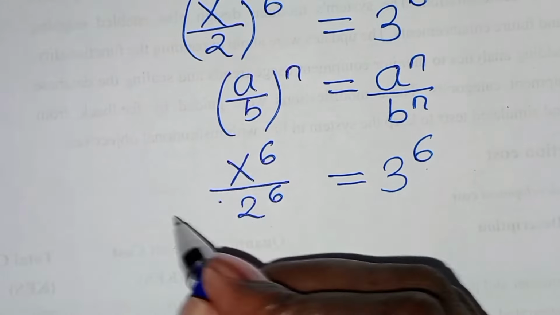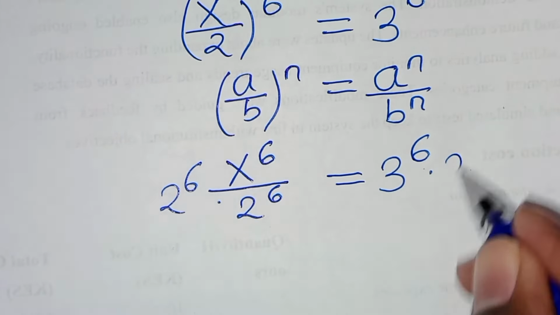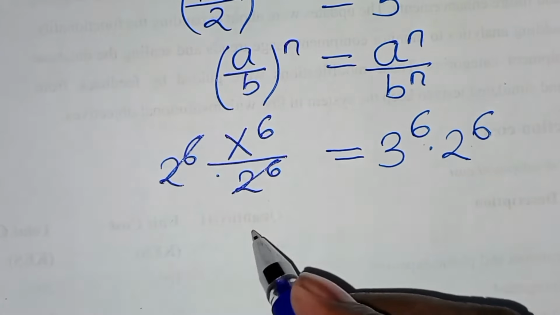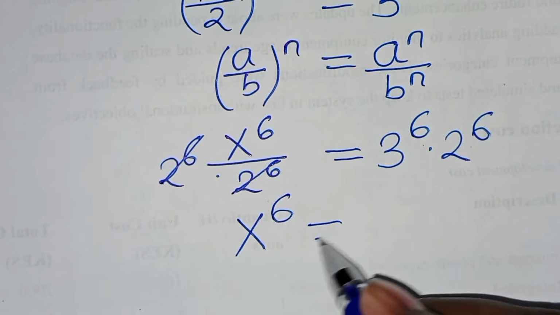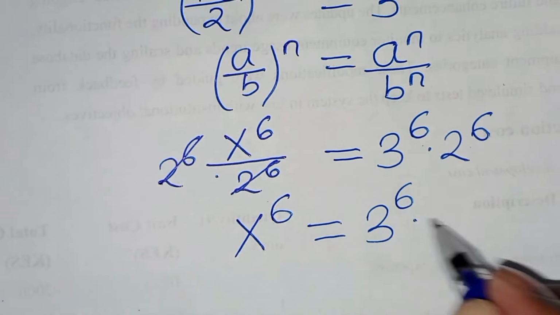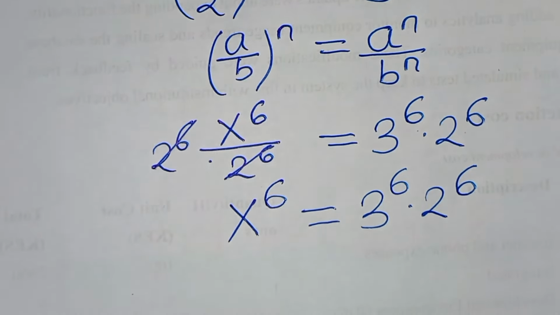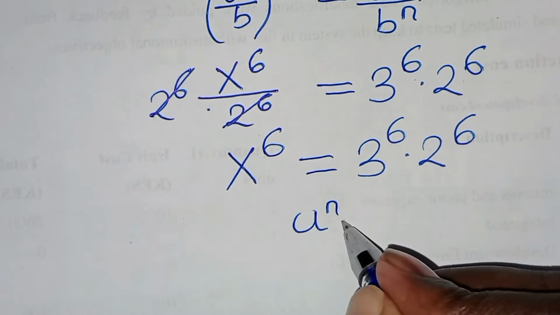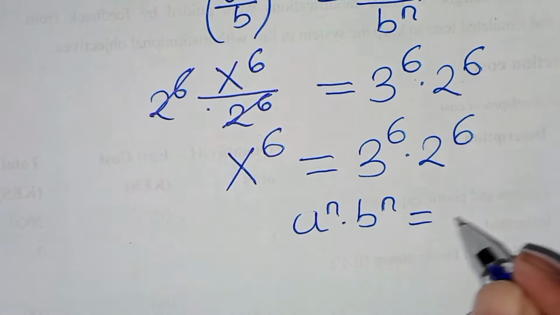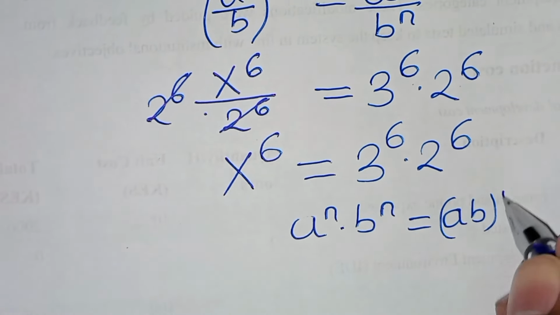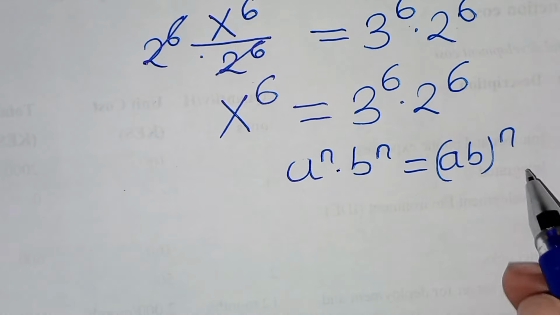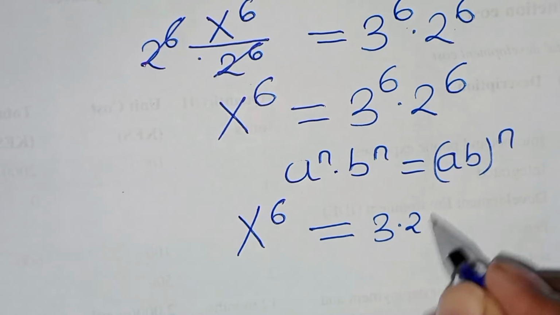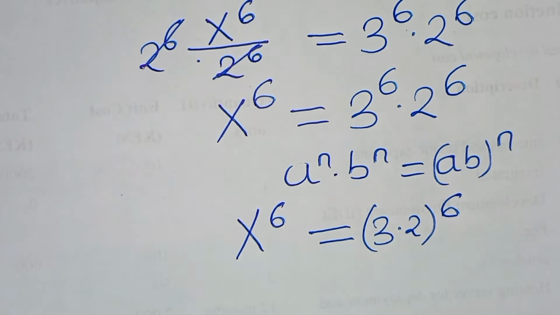So let's multiply both sides by 2 to power 6. Let's simplify here so that we have x to power 6 equal to 3 to power 6 times 2 to power 6. Now, 3 to power 6 times 2 to power 6 is in the form of a to power n times b to power n, which you can express as (a times b) raised to power n. Applying this property, we have x to power 6 equal to (3 times 2) raised to power 6.